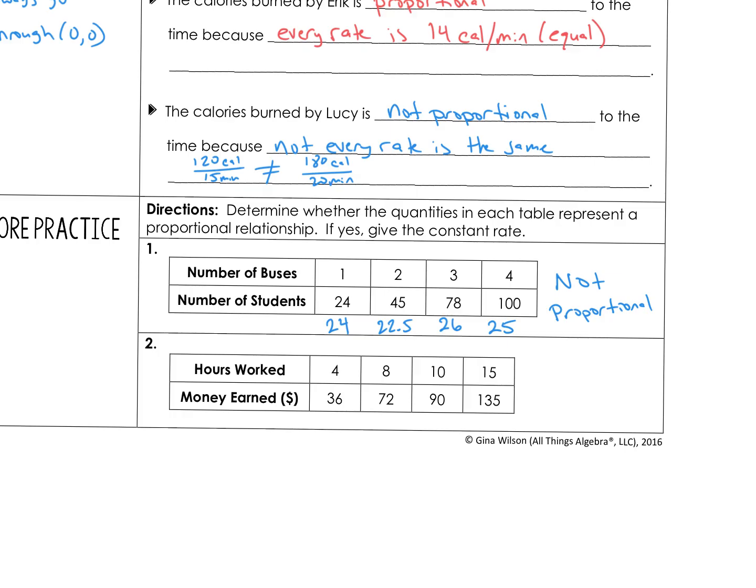Because in this case, each one was different. So we wouldn't be able to accurately predict how many students or how many buses we could use based on our number of students, because it was different for each one.